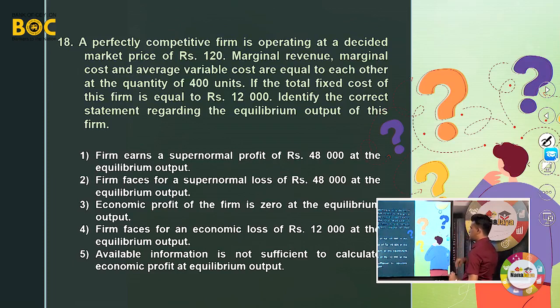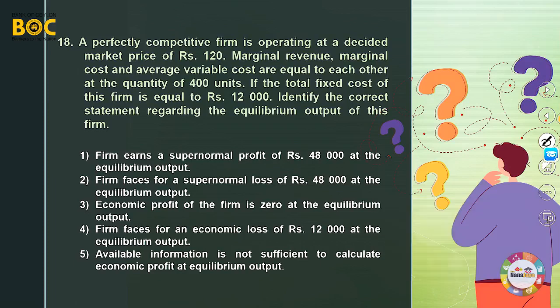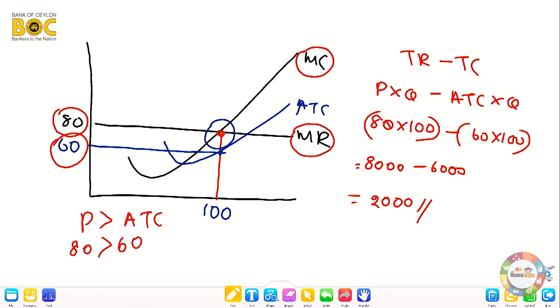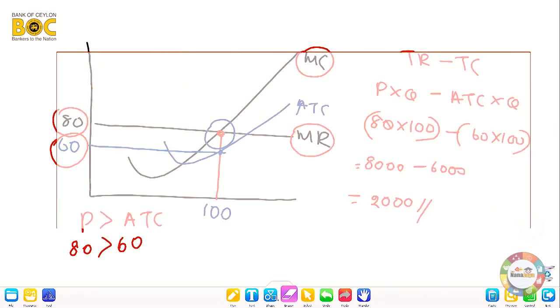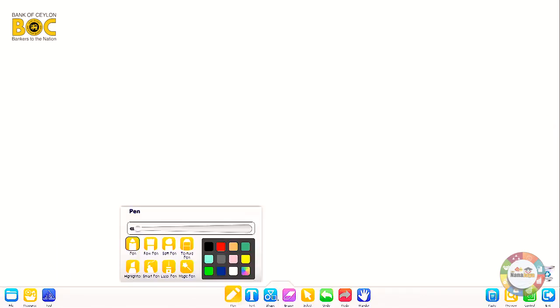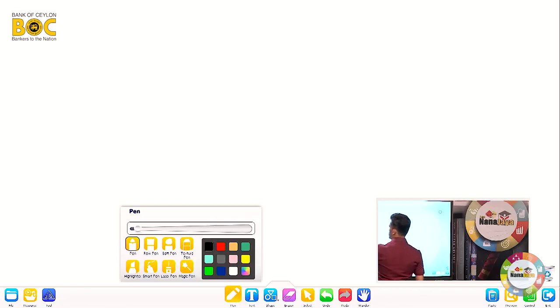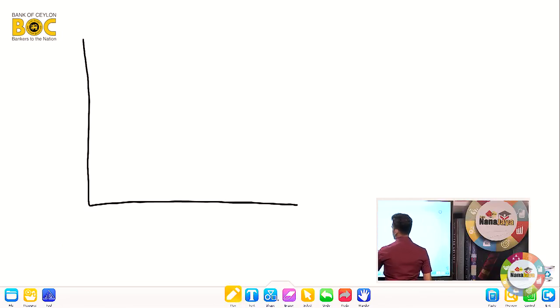The question says that the price is rupees 120, marginal revenue, marginal cost and average variable cost are equal to each other. According to the question, the marginal revenue, marginal cost and the average variable cost, all of them are equal to each other. We will use a rough diagram again to understand what they are talking about.